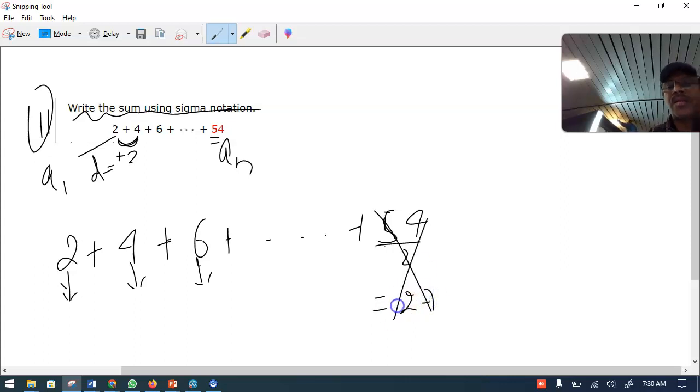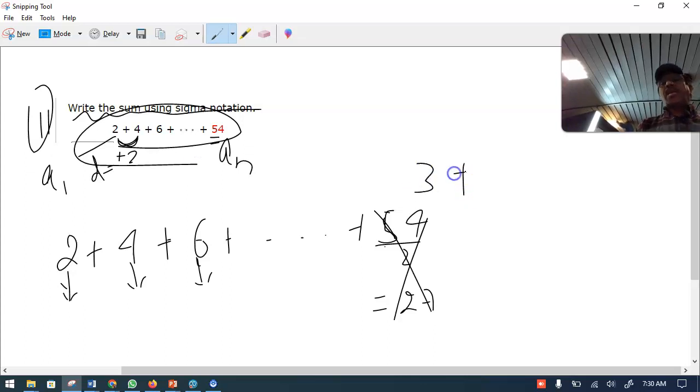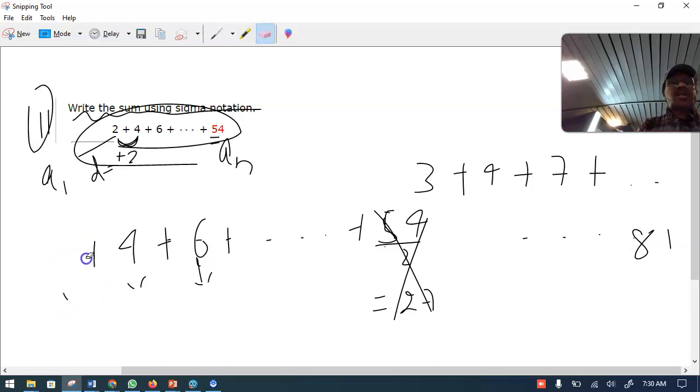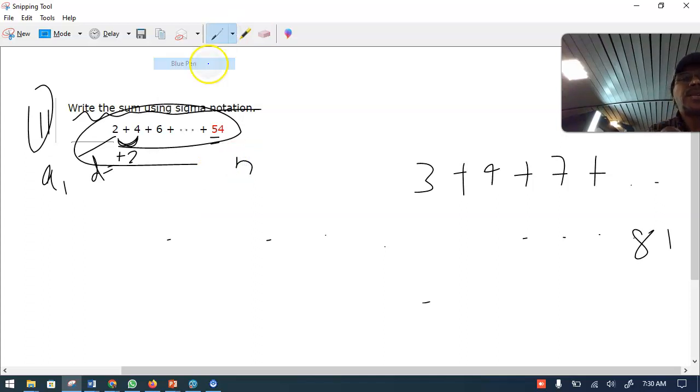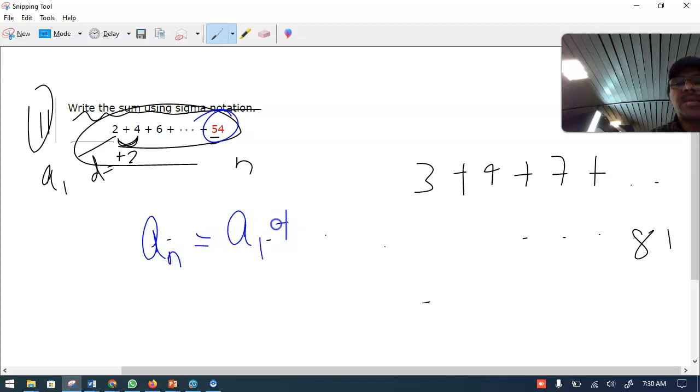But I don't want you to do this because it's not always going to be such easy numbers. You could have got 3 plus 7 plus and then some number, maybe 81. I don't know. This will not be easy that way. So you have to do some little work. What is that work? You have to use the nth term formula, and because they gave you the last number, I'll put it as an, which is the very first term plus the common difference times n minus 1.